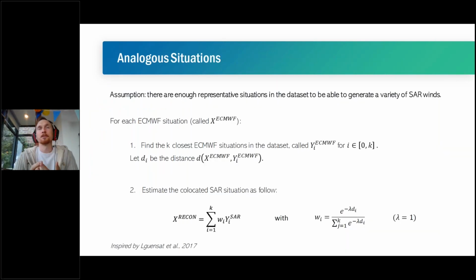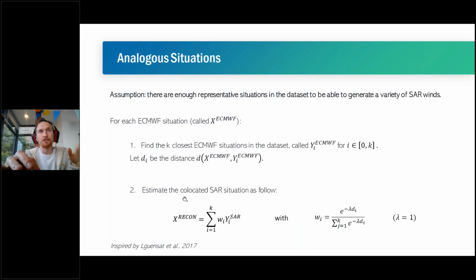So to try to answer this question, we have tried to use an analogous methodology, and this is the theory that is behind. We start from the assumption that we have enough representative situations that are reproducible from the SAR dataset. And for each ECMWF situation, we are going to find the k closest situations in the dataset, we call y, and we are going to estimate the distance between that situation and the other situations.